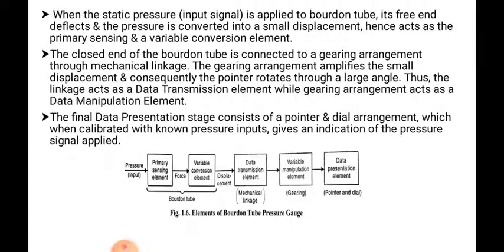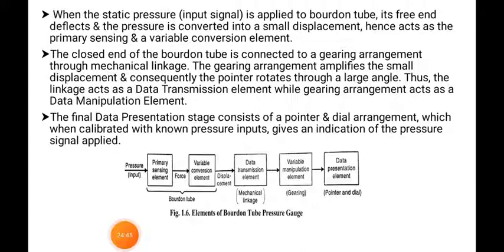Here the block diagram also represents the input, that is the primary sensing element bourdon tube, the variable conversion element, then a small displacement occurs, then the data presentation element and variable manipulation element. After that a large amount of angular displacement will be shown over the graduated scale, represented by the pointer and dial on the graduated scale. That is the data presentation stage or output stage.